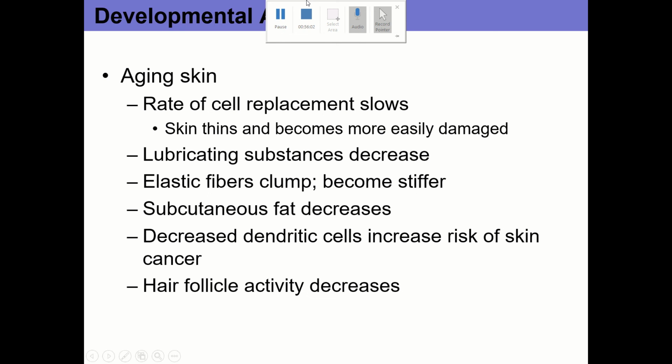But that's it. So there's no parts 2 and 3 for this. That's the entirety of the skin lecture, and next week we're going to move on to blood.